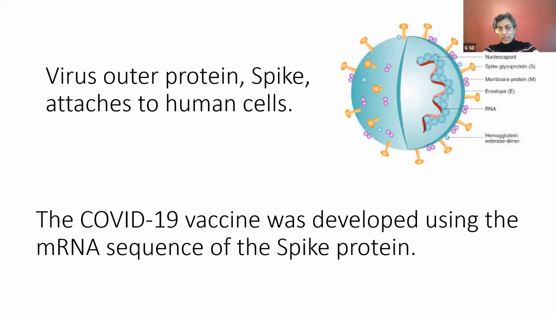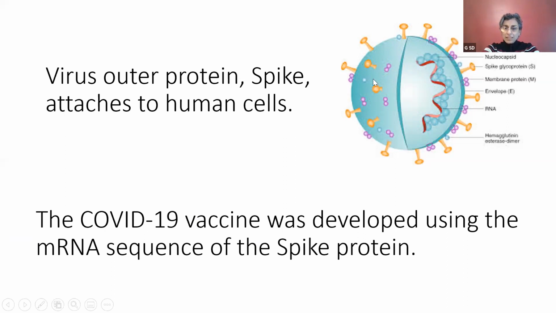So the virus has outer proteins. You can see them as knobs out here, if you can see my cursor. Can you all see my cursor out here, guys? Yes. Okay, so you can see these knobs. They are the spike proteins. This is the protein by which the virus attaches to the human cell. Once it attaches to the human cell, it can easily get into the cell and infect it.